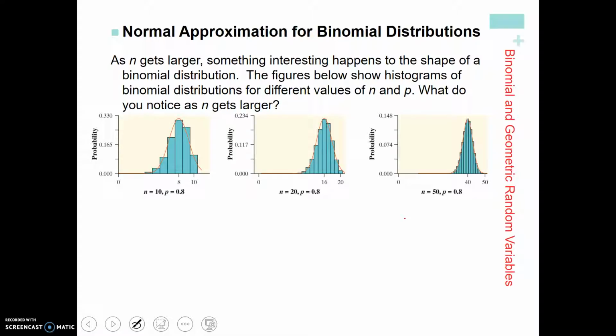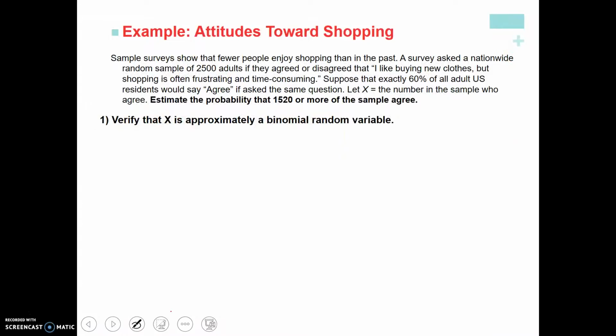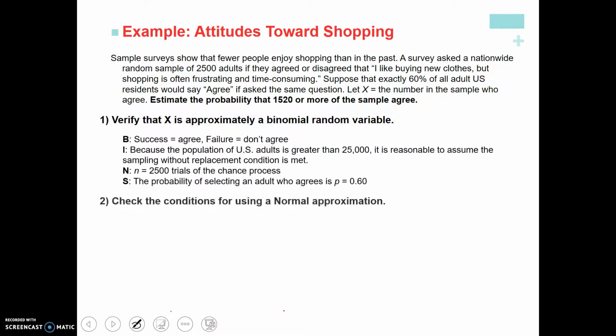And as you can see, as we increase the number of trials, this thing looks more and more normal. If the number of trials times your probability is bigger than or equal to 10, and the number of trials times the failure rate is bigger than or equal to 10, this distribution will be approximately normal. And if it's approximately normal, we can just do everything that we did before.